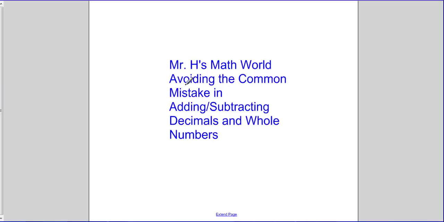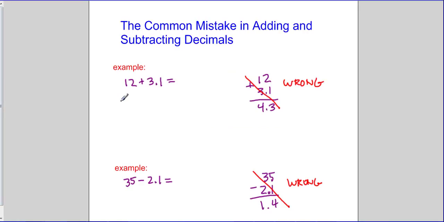This video goes over avoiding the common mistake in adding and subtracting decimals and whole numbers. These two examples illustrate this common mistake. Suppose I add 12 plus 3.1. Students often add like this and they get, say, 4.3. The problem is that you're adding digits incorrectly.